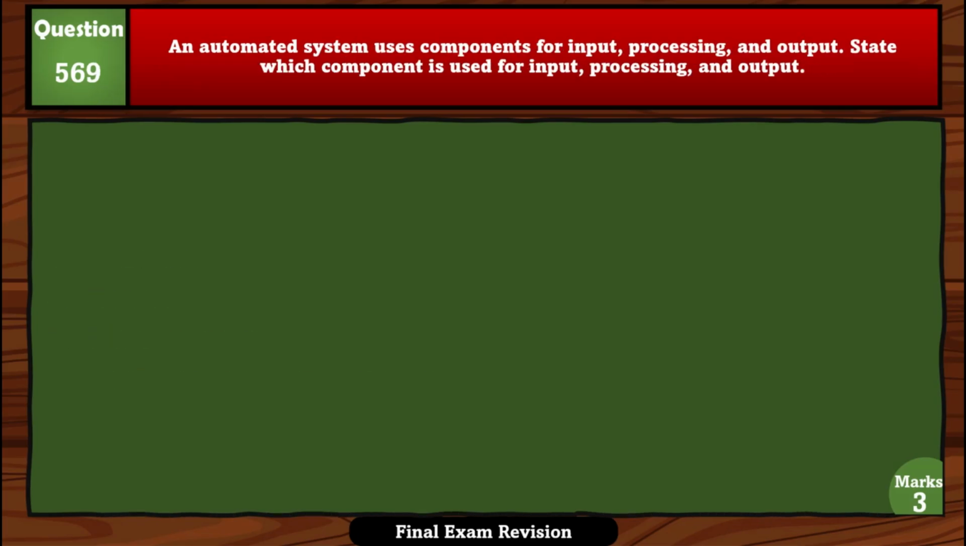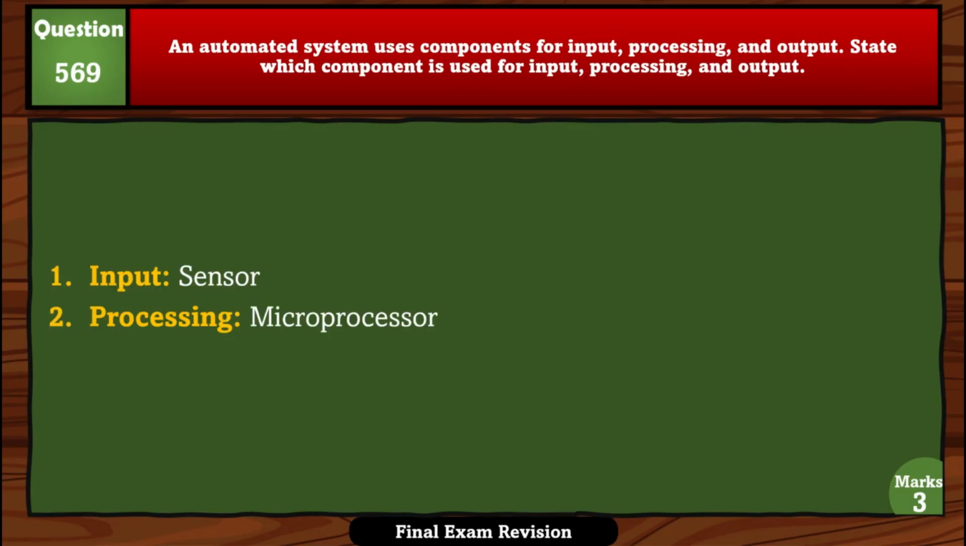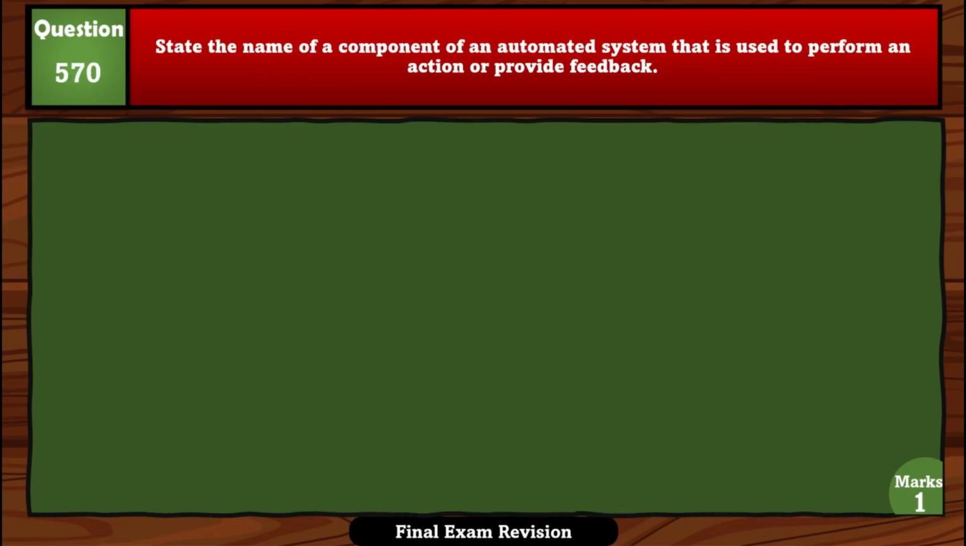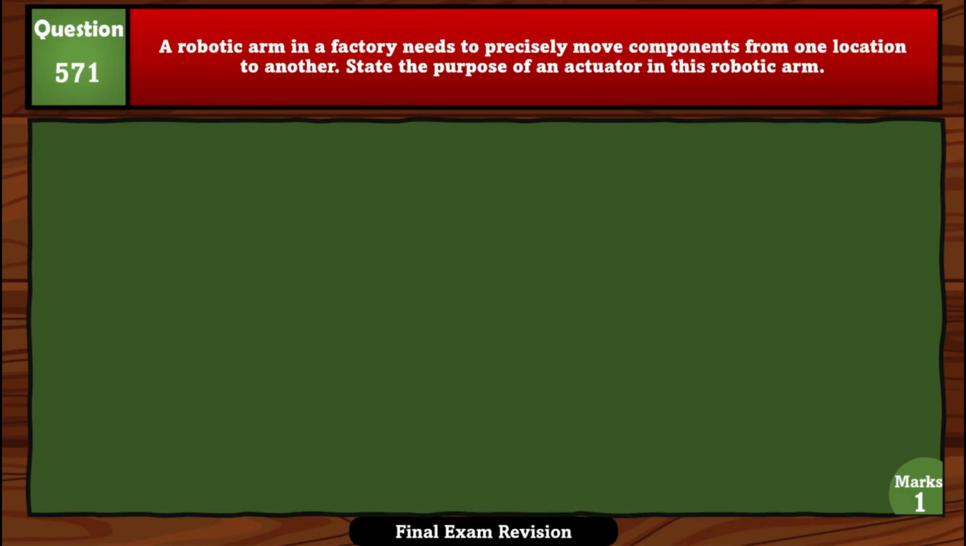Question 569. An automated system uses components for input, processing, and output. State which components are used for input, processing, and output. Input from sensors, processing using microprocessor, output using actuator. Question 570. State the name of a component of an automated system that is used to perform an action or provide feedback. Actuator.